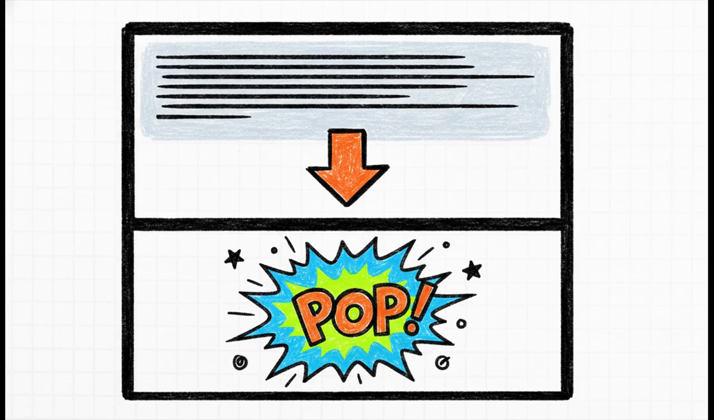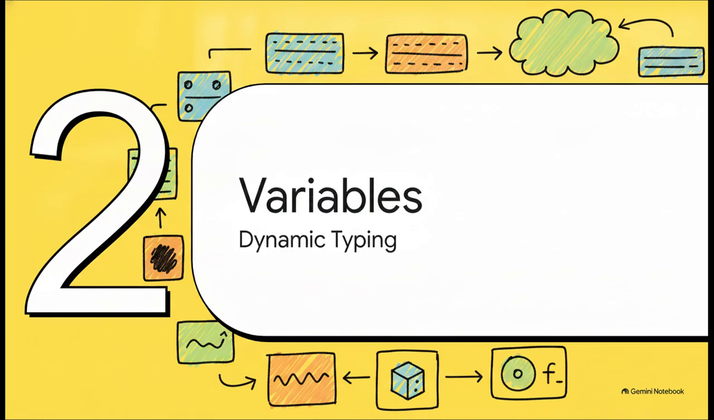There is really nothing quite like the satisfaction of that first successful output. The terminal is exactly how Python talks back to you. It's your direct line of communication. You have officially just commanded your computer using Python. Moving right along to part 2, variables and dynamic typing.